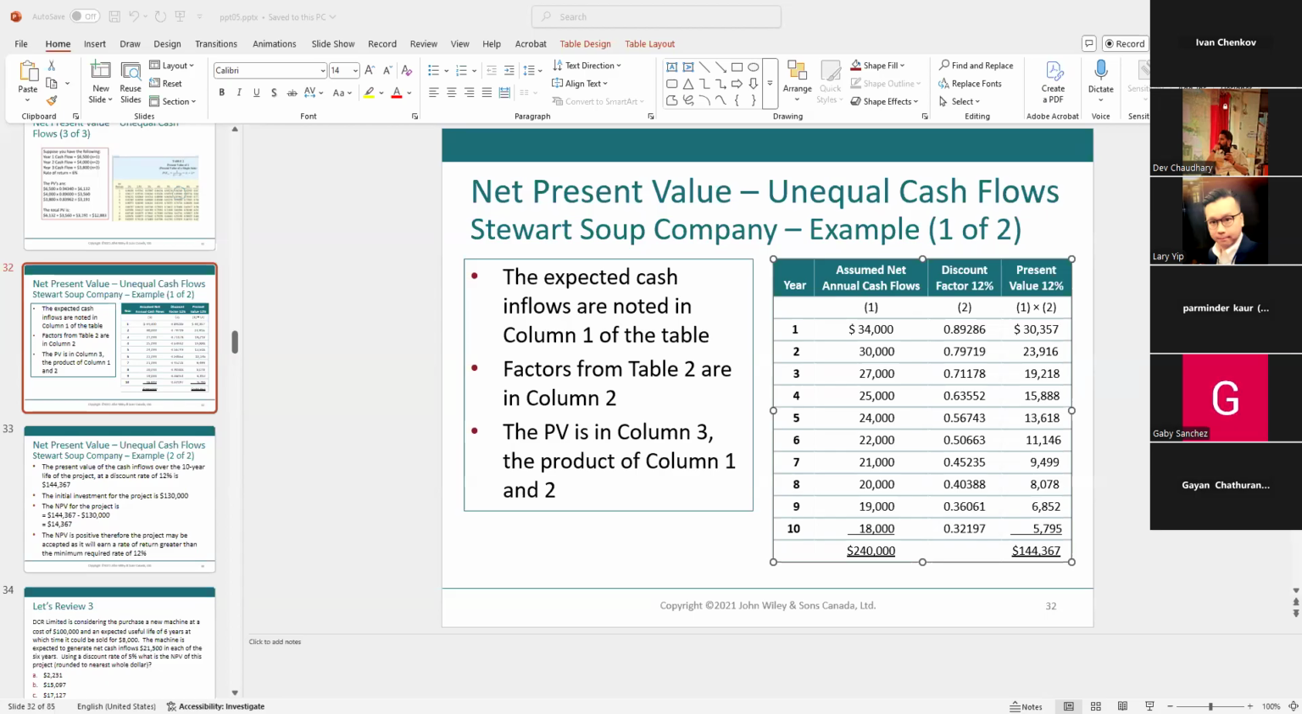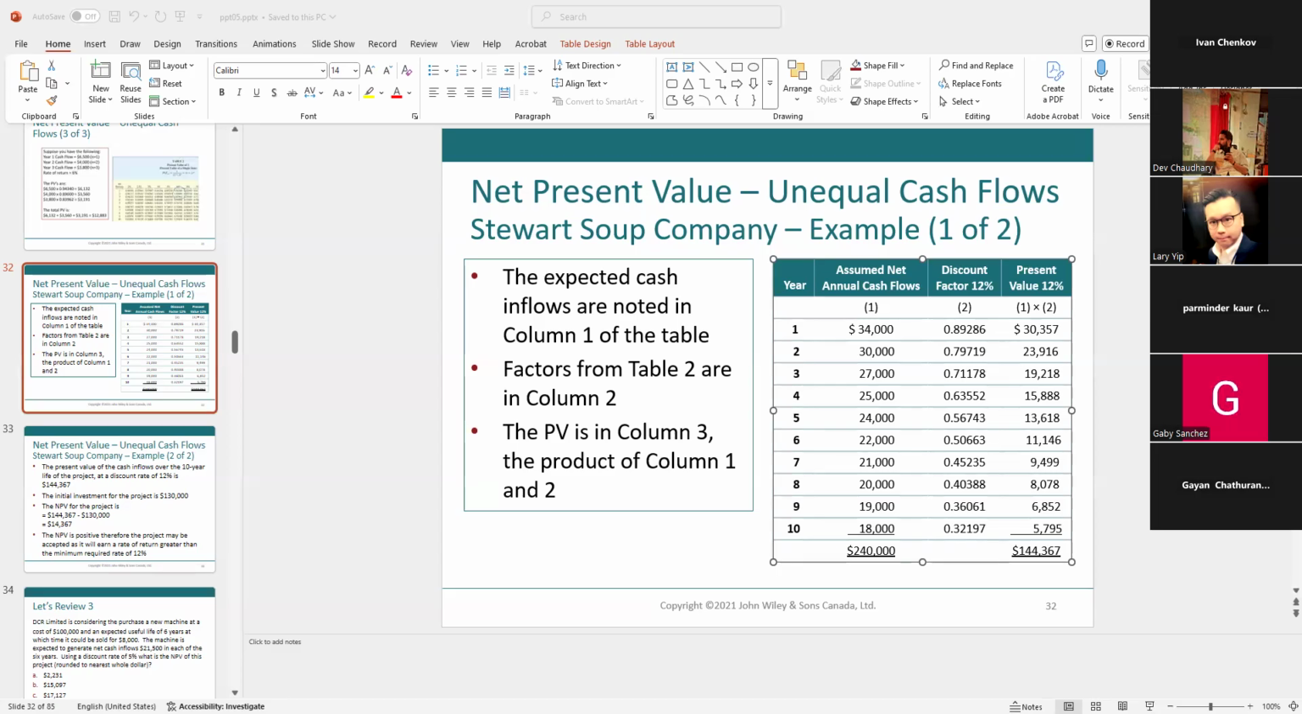That will be equal to year 4, 25,000. Then the next year is going to be equal to 24,000. Then the next year is going to be equal to 22,000. Year 7 is going to be equal to 21,000. Year 8 will be equal to 20,000. Year 9 is going to be equal to 19,000, and the last year is going to be equal to 18,000.